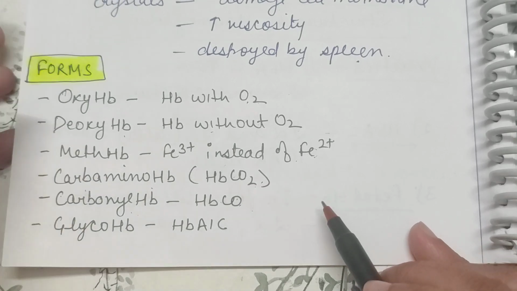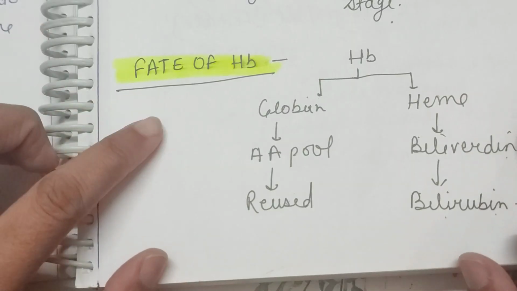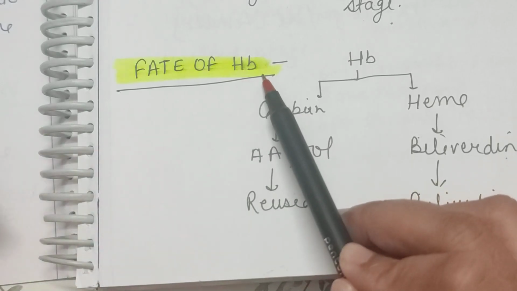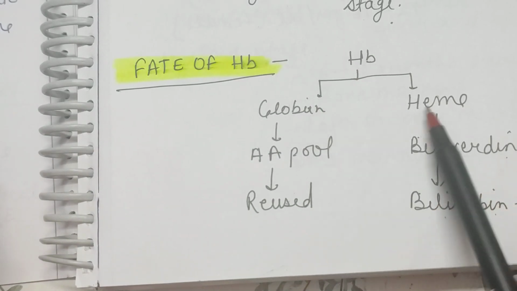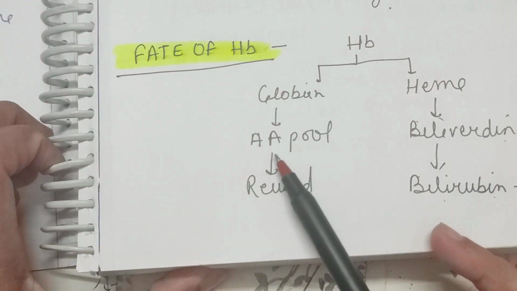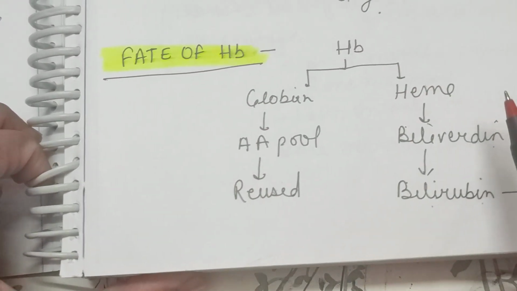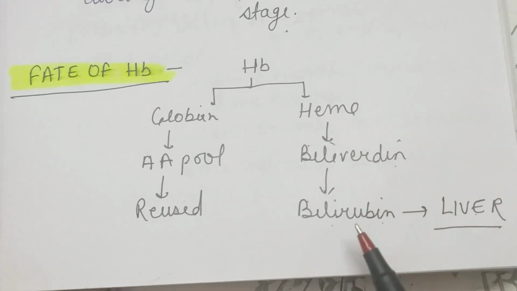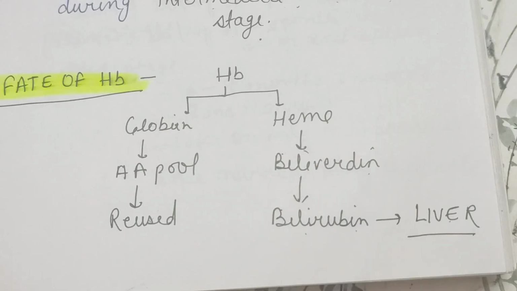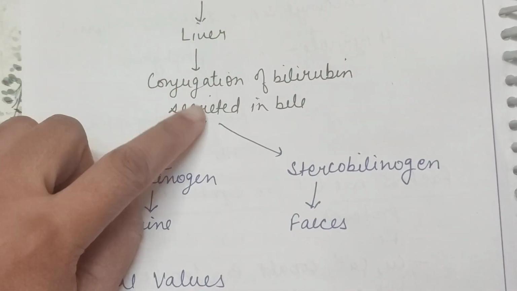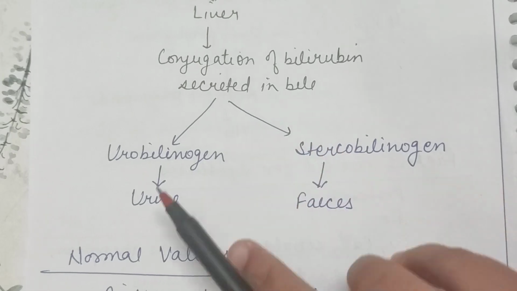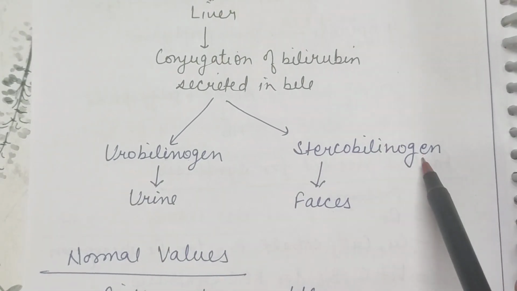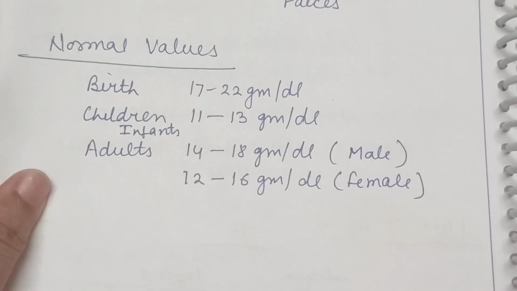Whenever hemoglobin is destroyed in our blood during lysis of the cell, hemoglobin is converted into heme and globin. Globin goes to the amino acid pool, which is reused for hemoglobin synthesis, and heme is converted to biliverdin, which is further converted to bilirubin. In the liver, conjugation of bilirubin is done, and it is then secreted in urine as urobilinogen and in feces as stercobilinogen. So this is all about the fate of hemoglobin.